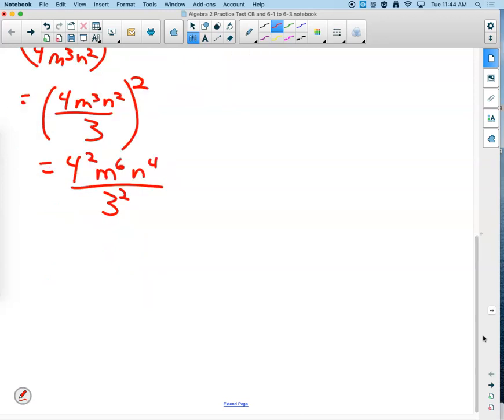So last but not least, we need to figure out what 4 squared is. It is 16. And 3 squared? There it is. I'm not going to scroll way back up to put it on the line, but anything else we could simplify with that. Okay, so that's good to go.